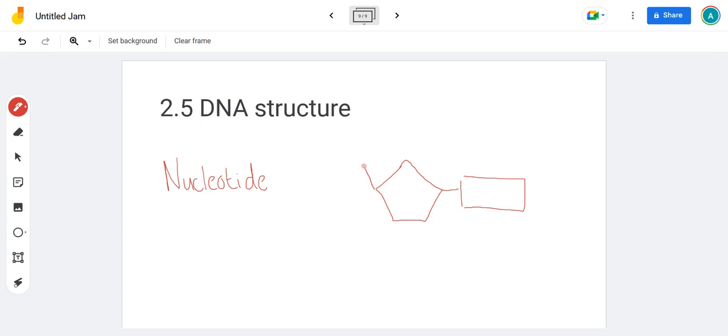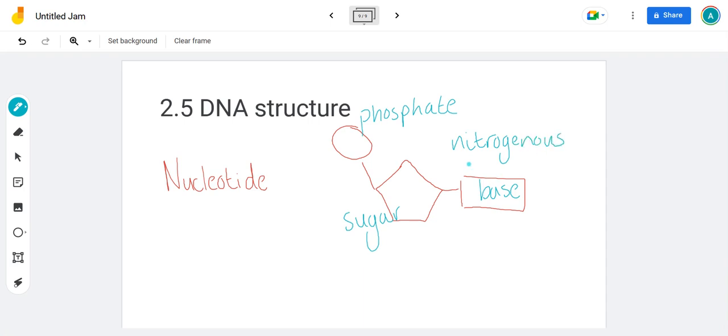First of all, up the top here, we've got what we call a phosphate. Then in the middle here, we've got our sugar. And then across to the side here, we've got our base. The full name would be a nitrogenous organic base. Okay, so phosphate, sugar, base.